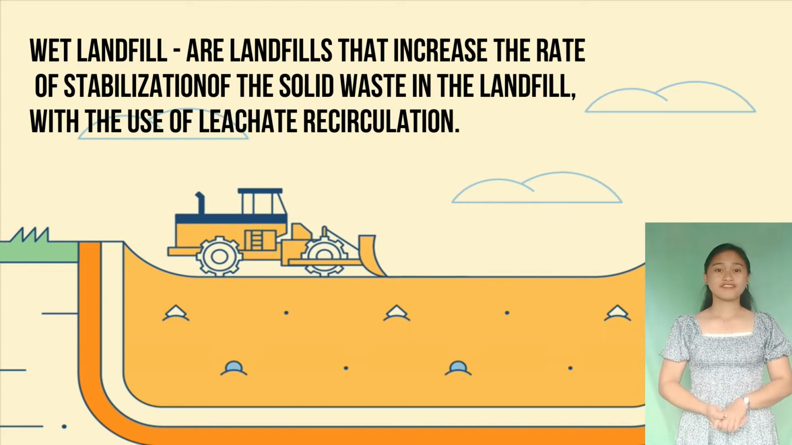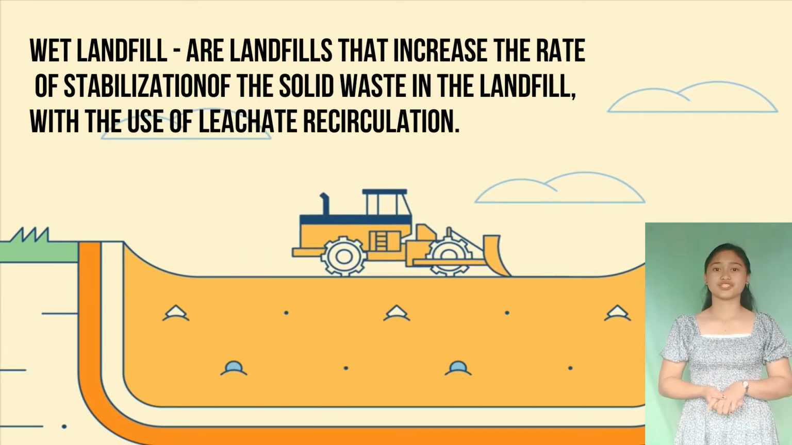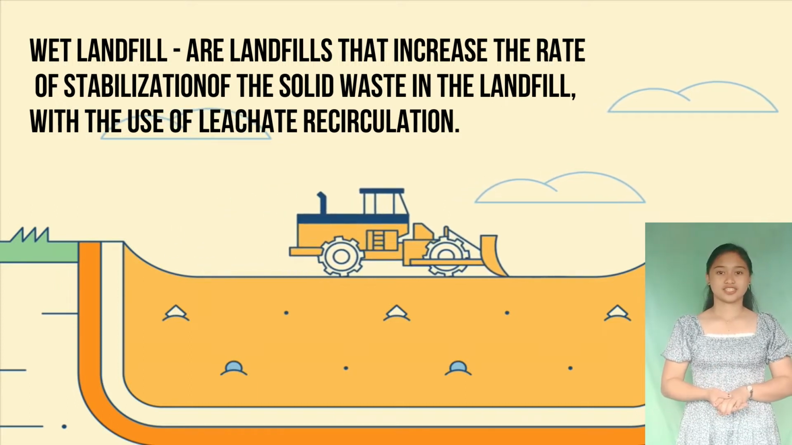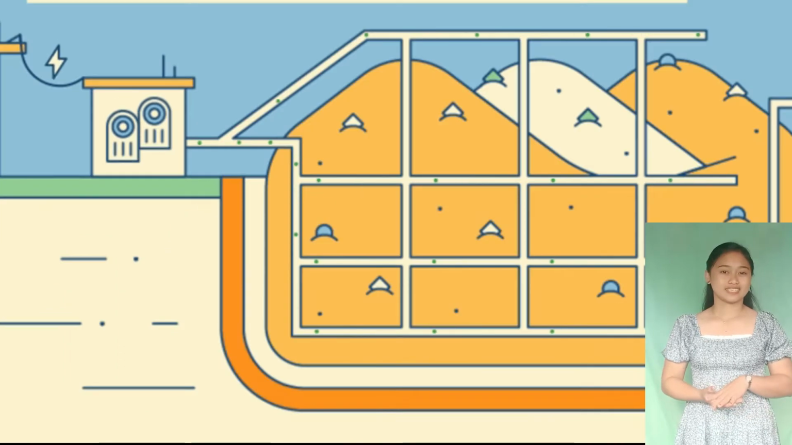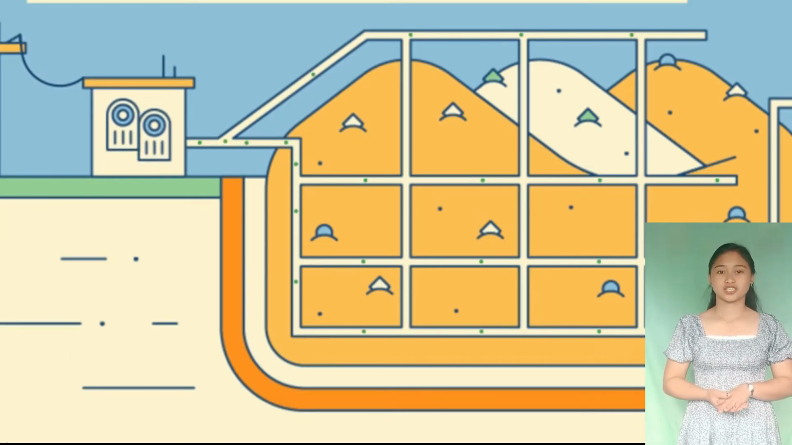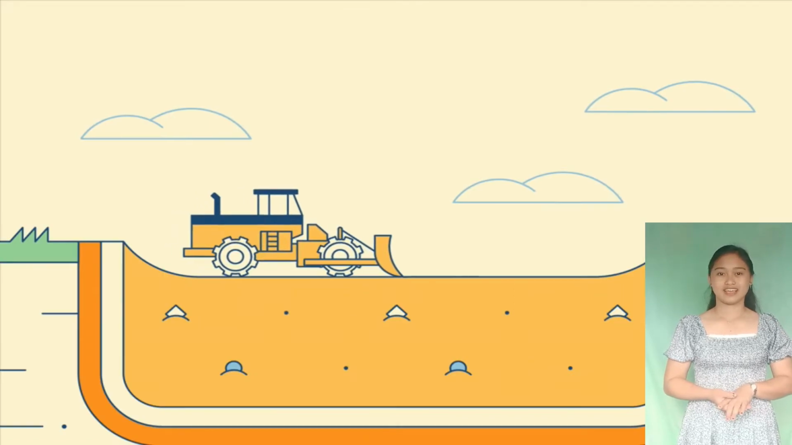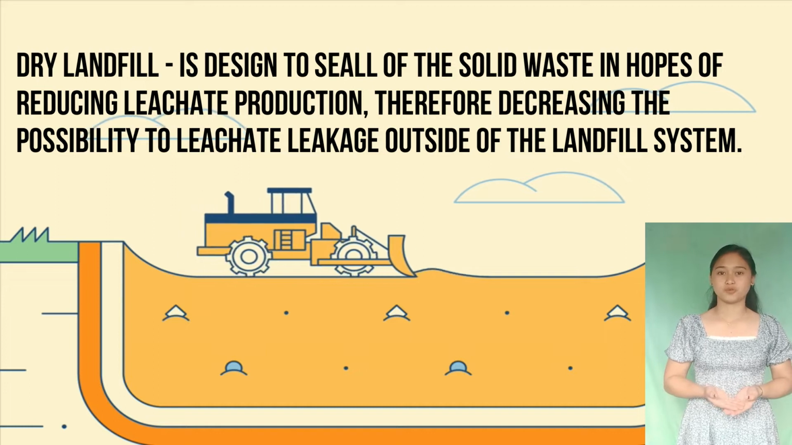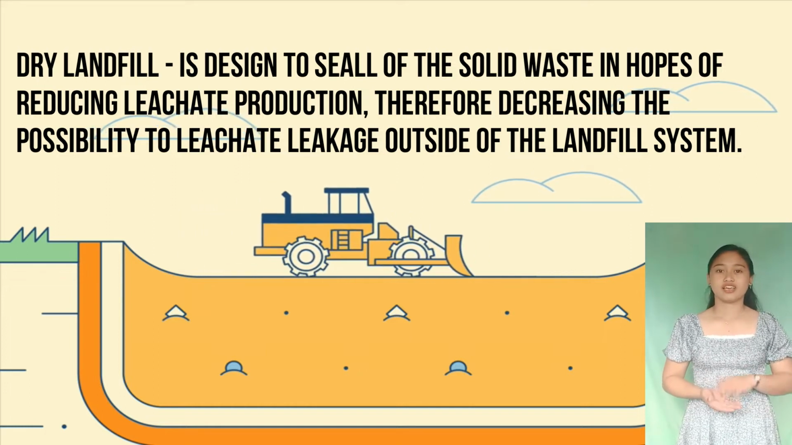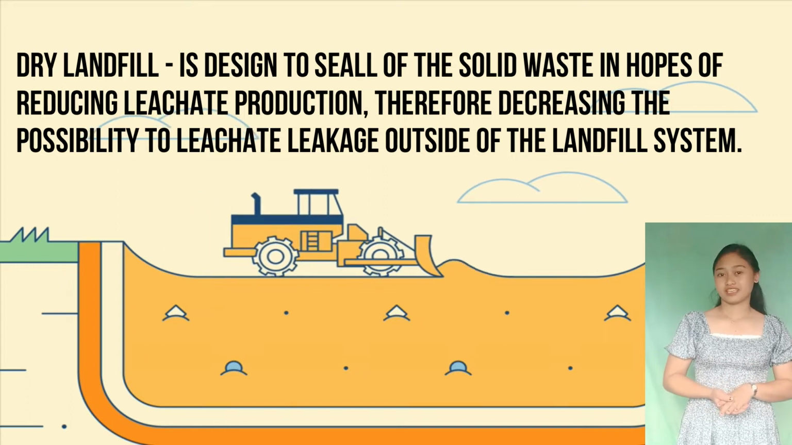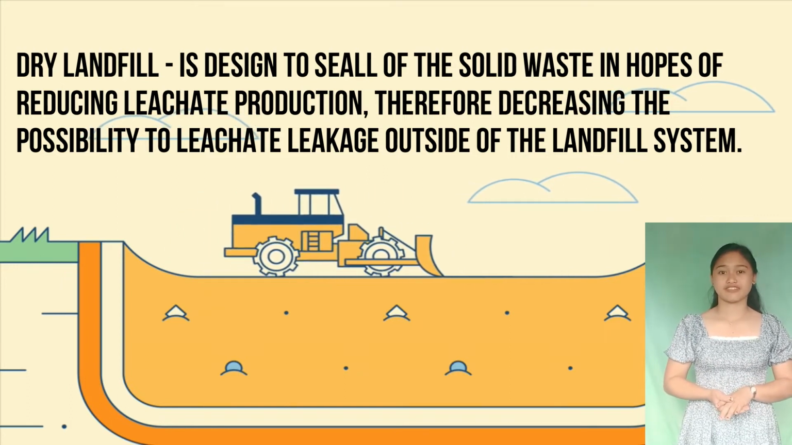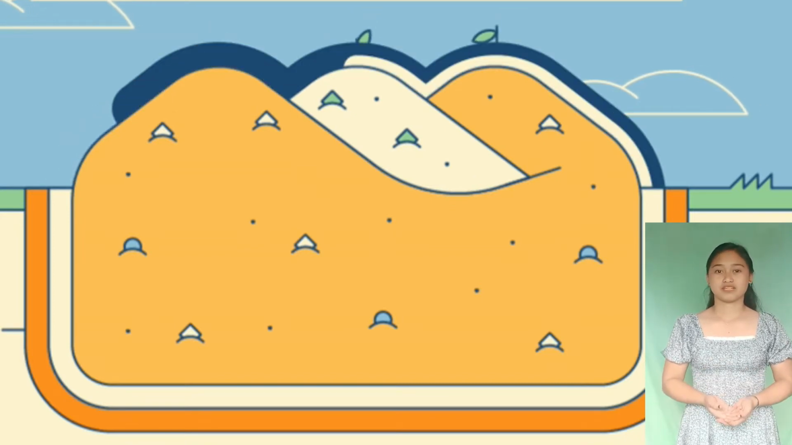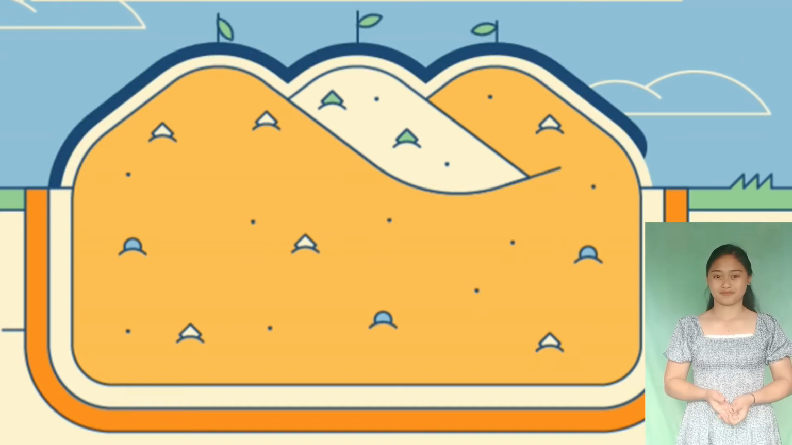Wet landfills are landfills that increase the rate of stabilization of solid waste in the landfill with the use of leachate recirculation. Studies show that it can speed up the rate of waste decomposition by 5 up to 10 years. Dry landfills, on the other hand, are designed to seal off the solid waste in hopes of reducing leachate production, therefore decreasing the possibility of leachate leakage outside of the landfill system. However, studies show that solid waste stabilization is limited with the dry system.